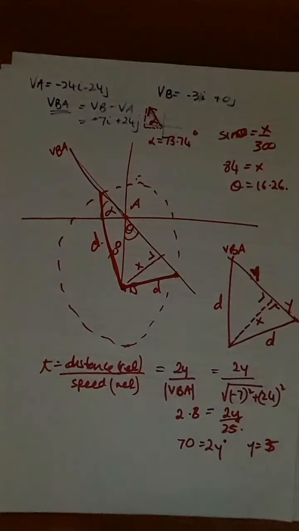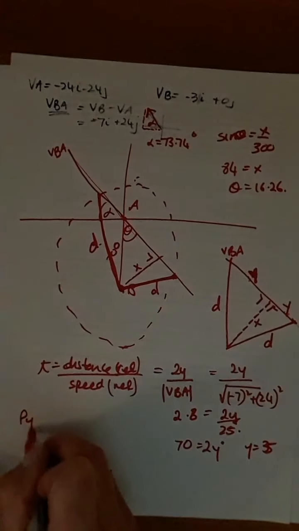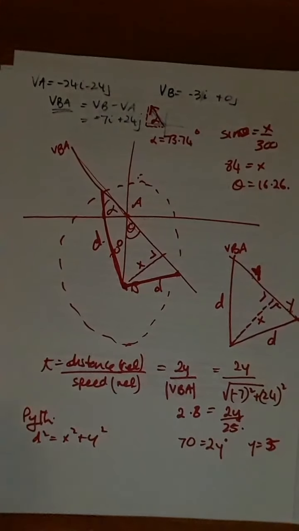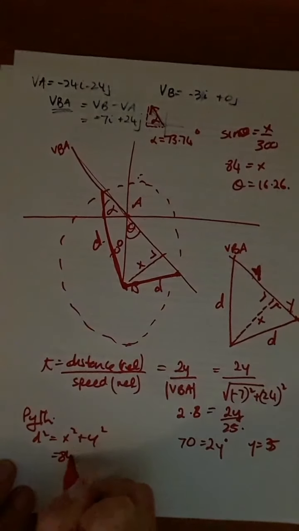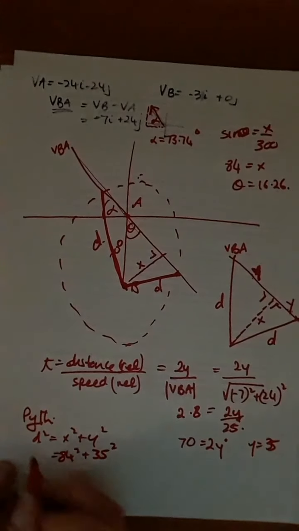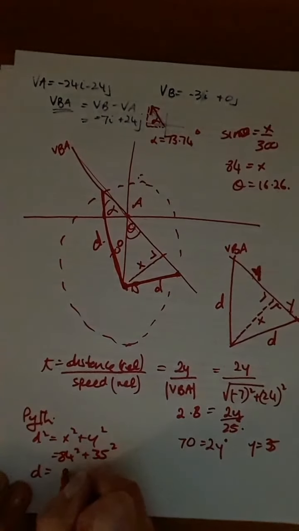Okay, so I'm looking for d. I have y, I have x, so now I can find d. I'm going to use Pythagoras. That's going to say d squared is equal to x squared plus y squared. I know what x is. x is 84 squared, and y, of course, is 35 squared. And when I do that, d will be the square root of that sum, and that will give me 91.